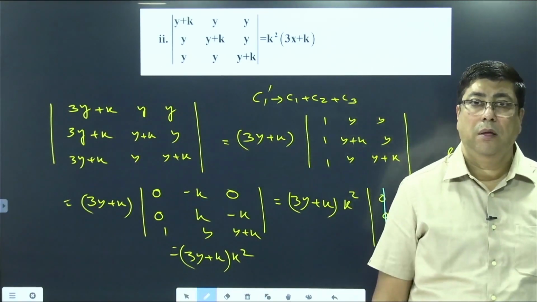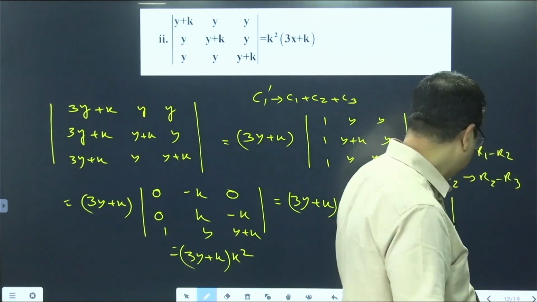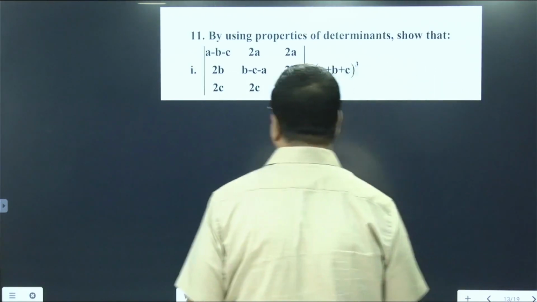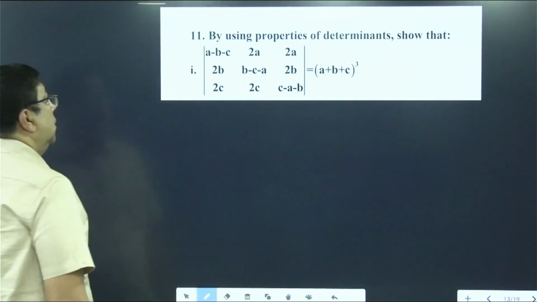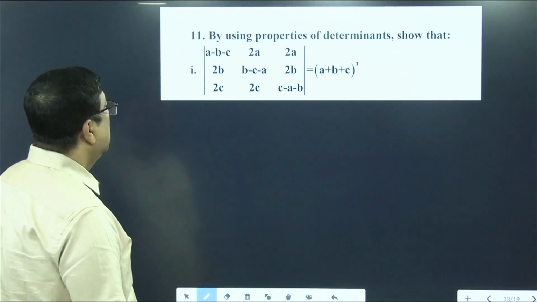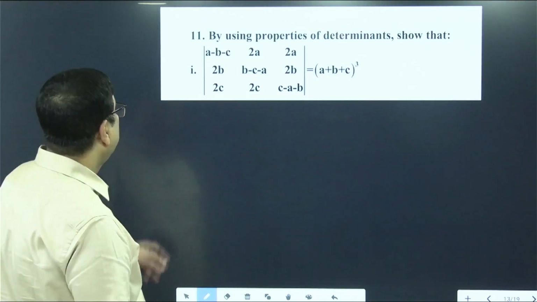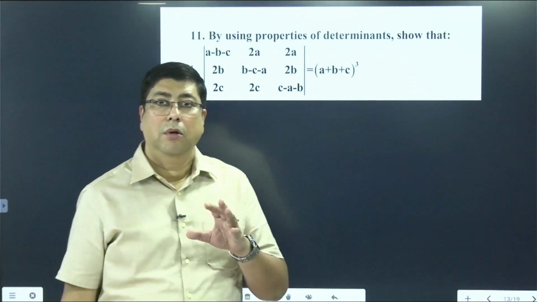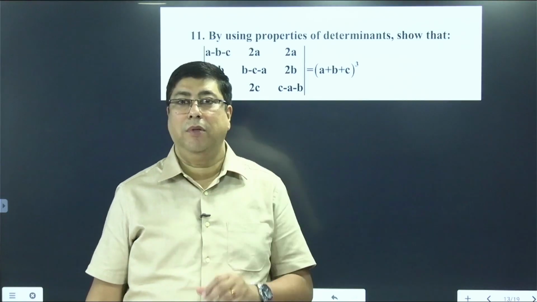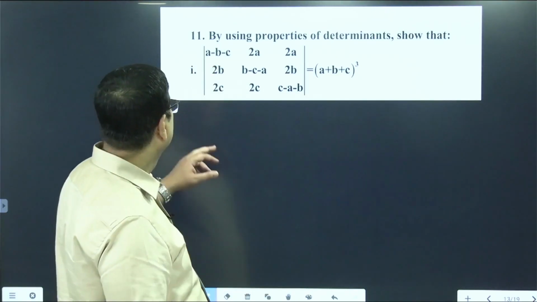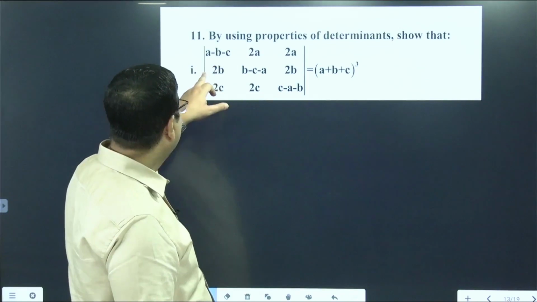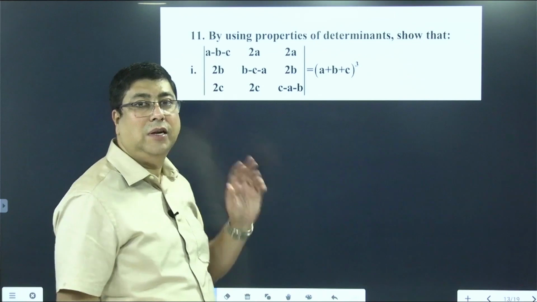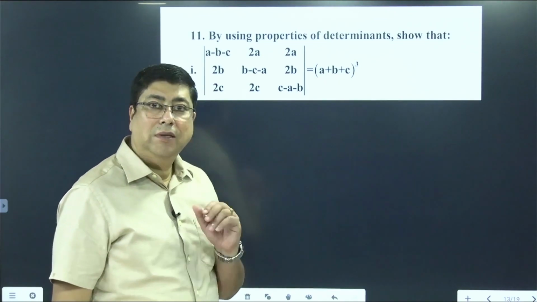Now let us go to the next question. Sum number 11. Here we have to prove this determinant equal to a plus b plus c whole square. So always you have to try to search some symmetry so that we can operate from there. For example, a minus b minus c, 2b, 2c. If we operate like this, R1 equals R1 plus R2 plus R3, we will get some common. Let's see.